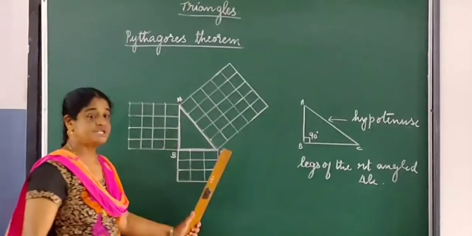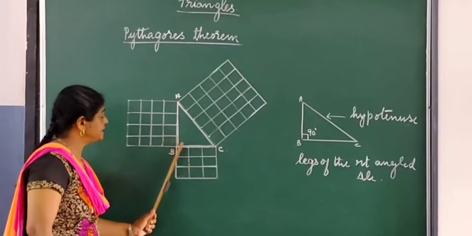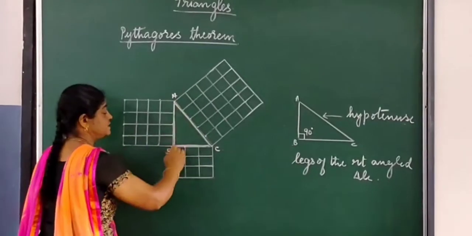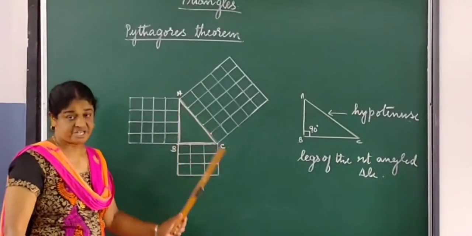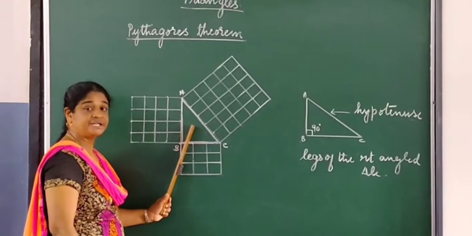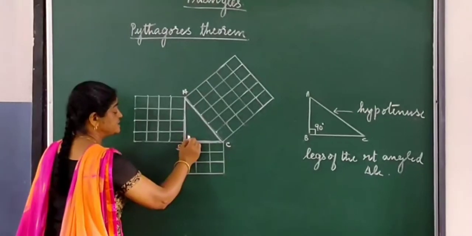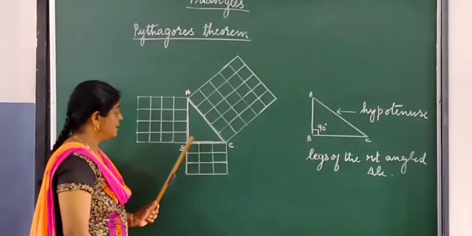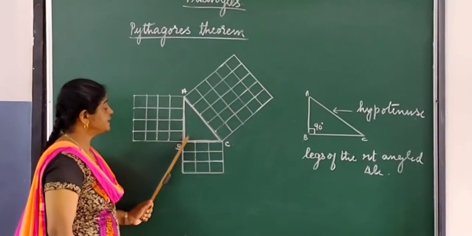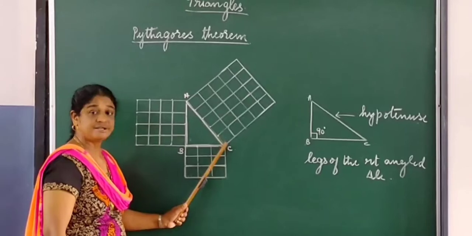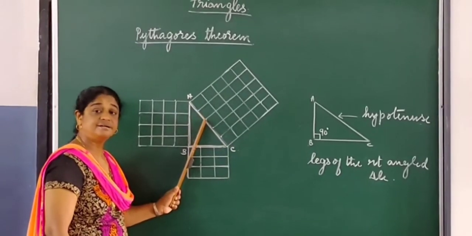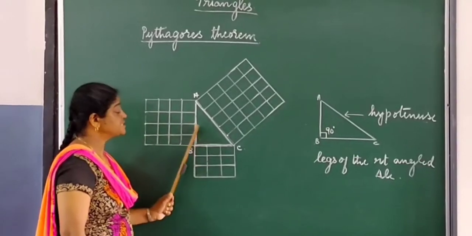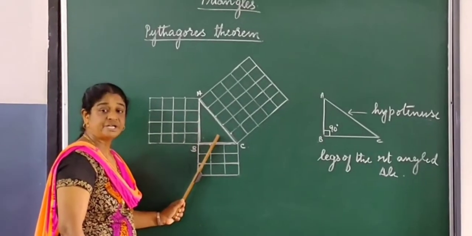Now can you see, children? Here you have a right angle triangle. ABC is a right angle triangle. In this triangle, at the point B, you have the right angle, and the side opposite the right angle is AC. So AC is the hypotenuse, and these are the two legs of the right angle triangle.